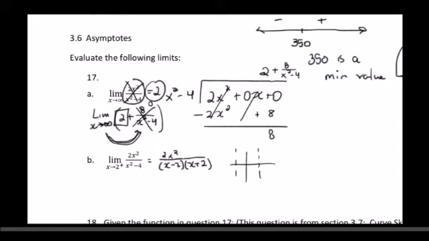So we've got to figure out, as x is approaching 2, are the values getting bigger and bigger and bigger up to positive infinity, or are the values getting smaller and smaller and smaller towards negative infinity? So a good way to tell is just to do a quick table of values.